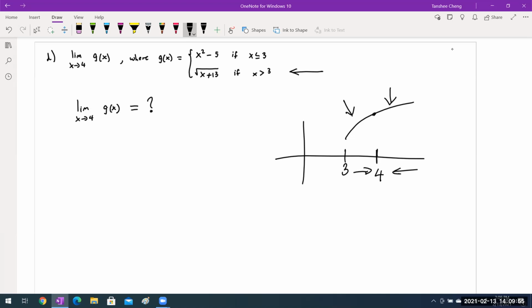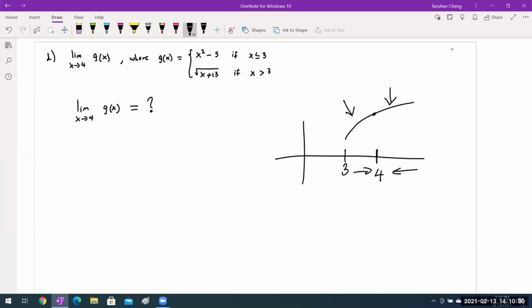So I want you to sort of visualize and interpret it. I want you to get that idea, but not all the time will we be able to visualize the graph. So that's why you need to learn how to look at the domain part of it. So 4, the limit as x approaches 4. This 4 is not in the restricted domain of both of the cases. So therefore, I don't need to use the left-hand side limit and right-hand side limit.